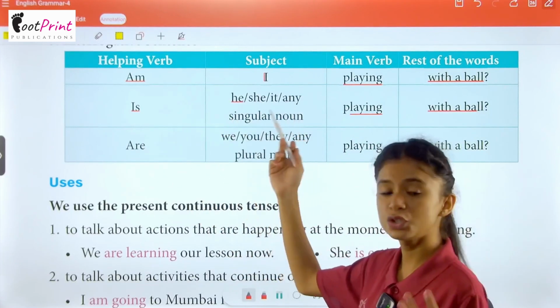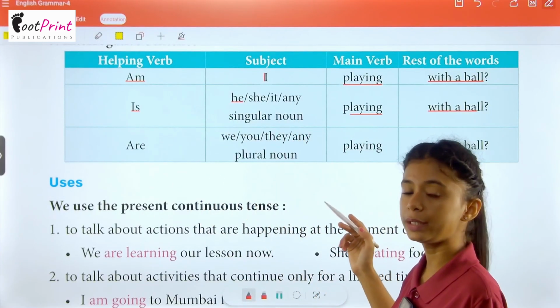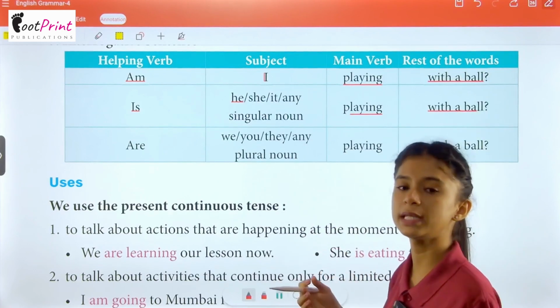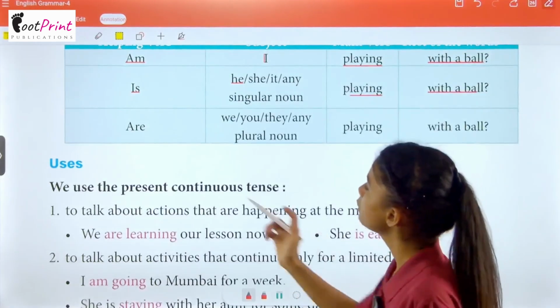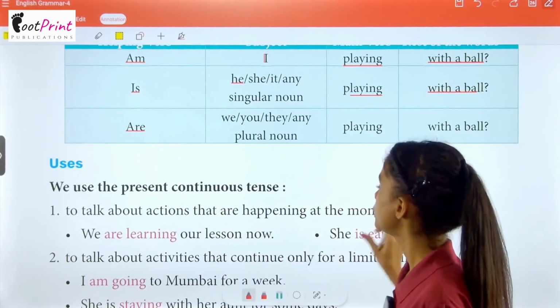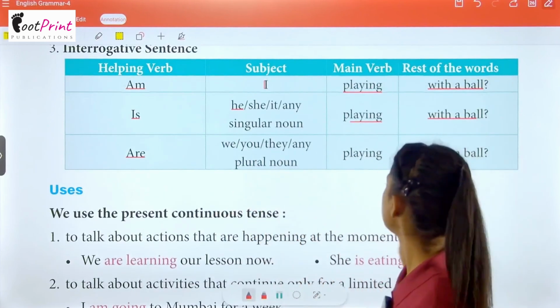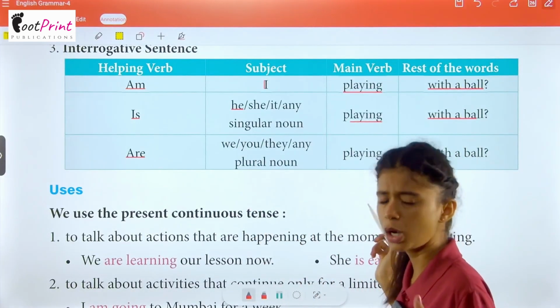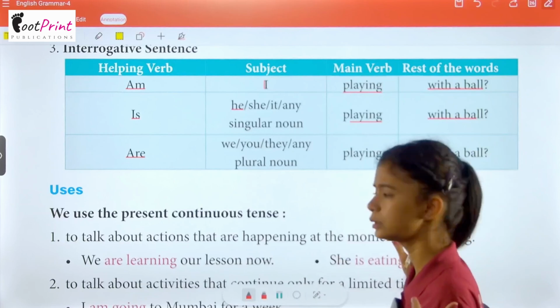Or is she playing with the ball? Or is Rahul playing with the ball? So any singular subject. Then we have plural with which we use are. Are we playing with the ball? Are you playing with the ball? Are they playing with the ball? Or any other plural noun.